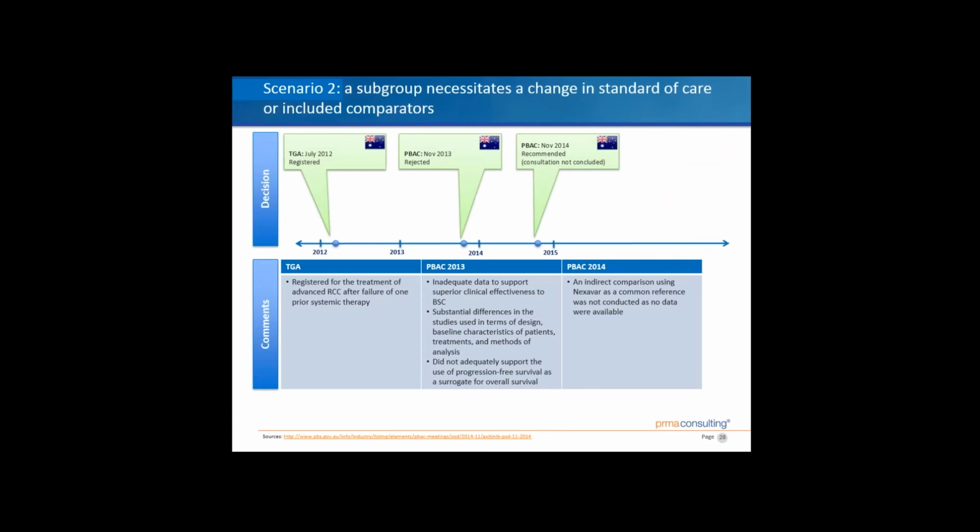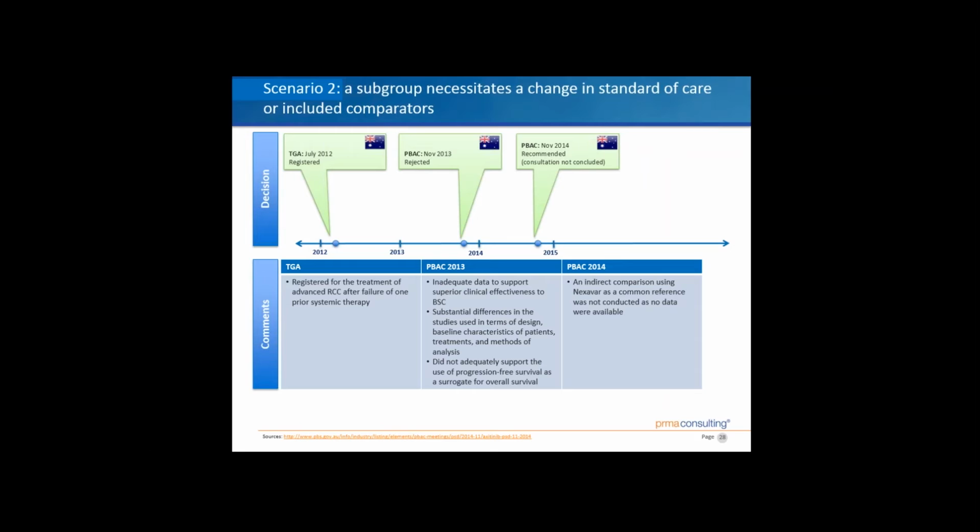The second scenario is more specifically when a subgroup necessitates a change in standard of care or the included comparators. And I think this is the most immediate implication that people think about when they think about subgroups, that it's going to change the standard of care or the comparator. So like I said, the example for this is Inlyta for second-line treatment of stage 4 clear cell variant RCC. And in this instance, I'm going to use PBAC as our example.